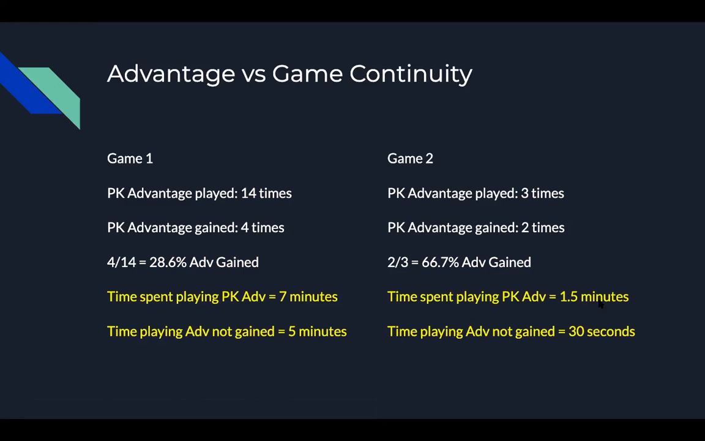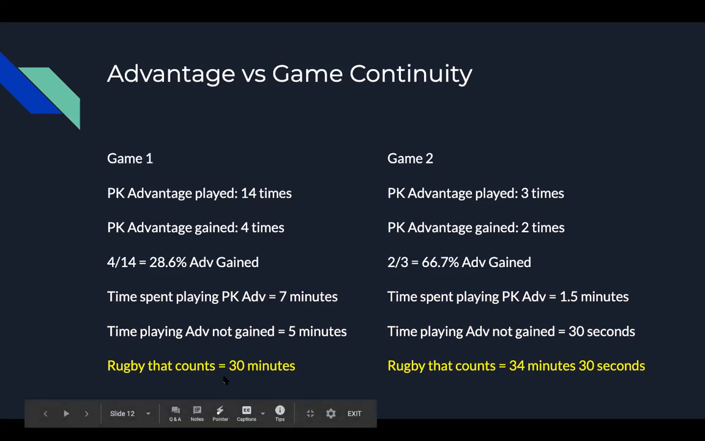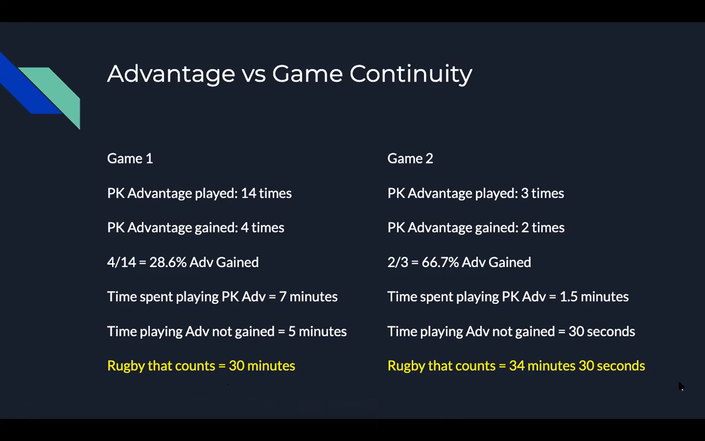Versus game 2, spent a minute and a half playing penalty advantage, and you gained it twice. So the time that you spent playing advantage that wasn't gained, that you had to go back for the penalty kick, is 30 seconds. So I put this into rugby that counts, is rugby that's actually giving you something, as opposed to playing, nope, we're not going anywhere, back to the penalty. Game 1 is only 30 minutes. Game 2 is 34 minutes and 30 seconds.